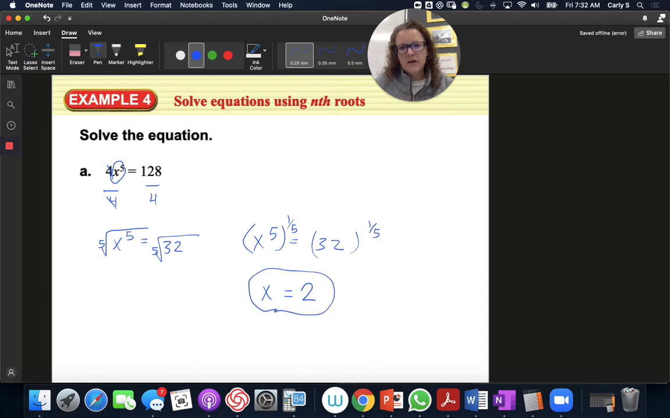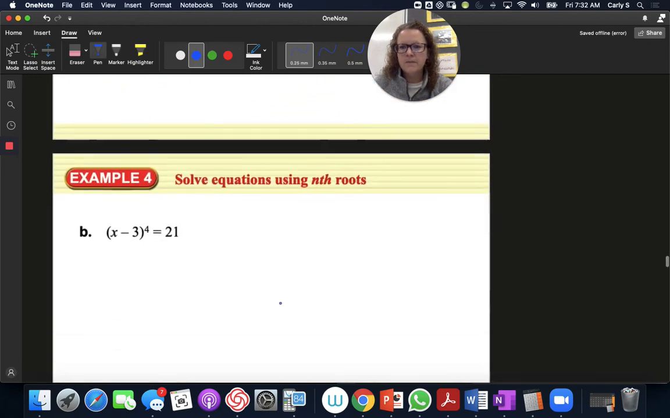All right, you can always grab your calculator and check that out. If I do negative 2 raised to the 5th power, I get negative 32. And if I do 2 raised to the 5th power, I get positive 32. It can only be positive 32.